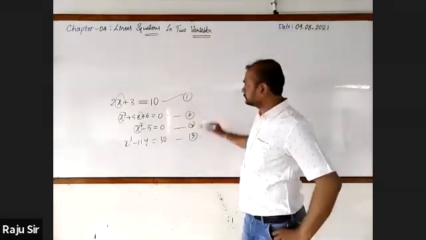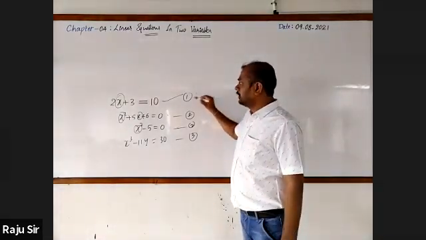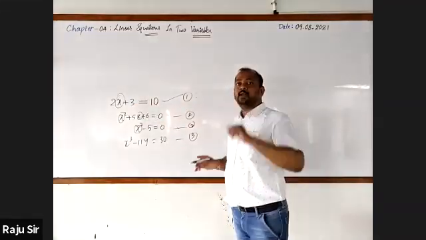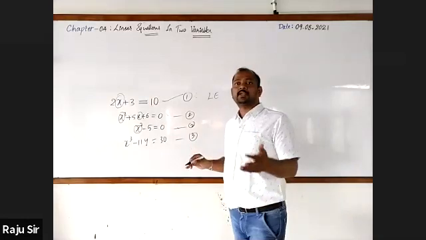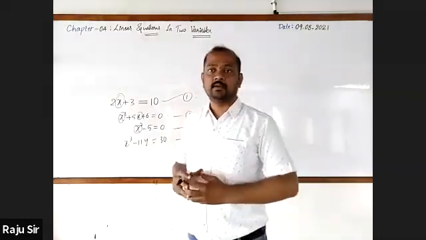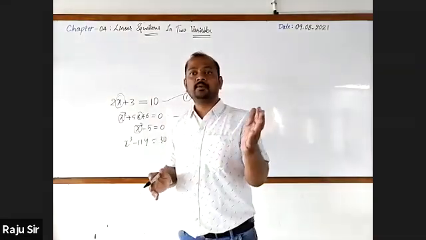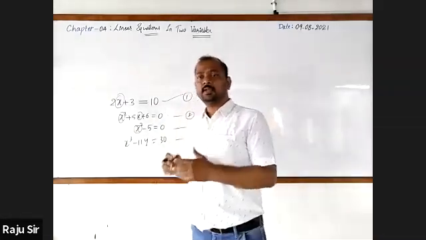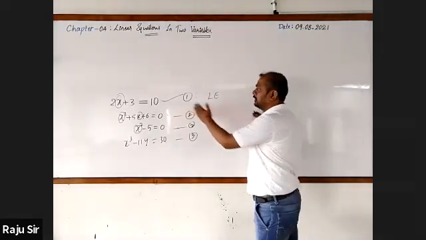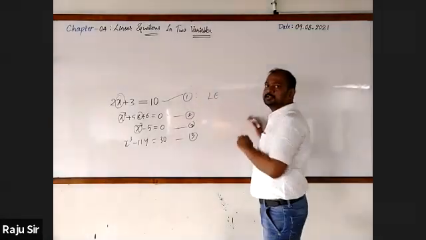Observe it. Here, an equation of degree 1 is called a linear equation. A polynomial of degree 1 is called a linear polynomial. That is a linear polynomial. Here, an equation of degree 1 is a linear equation.